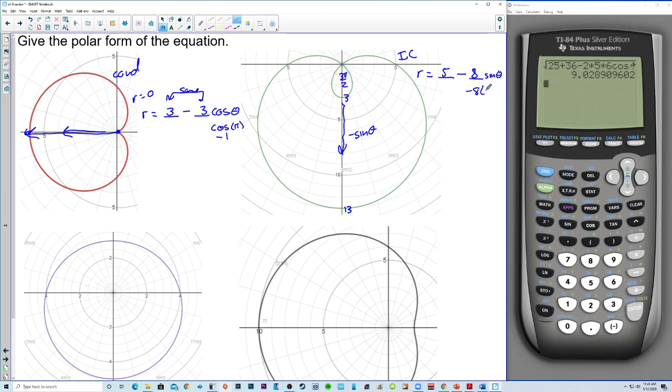So you have a negative 8 times a negative 1 at 3 pi over 2. Well, that's going to give you the 5 plus 8. That's going to give you the 13. And then up here at the top at pi over 2, sine of pi over 2 is 1, and that's where you'll get the negative 3 down here. Excuse me.